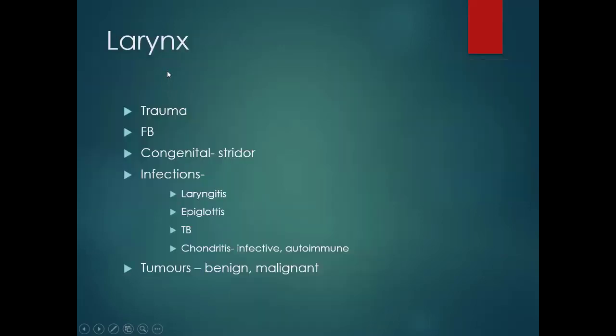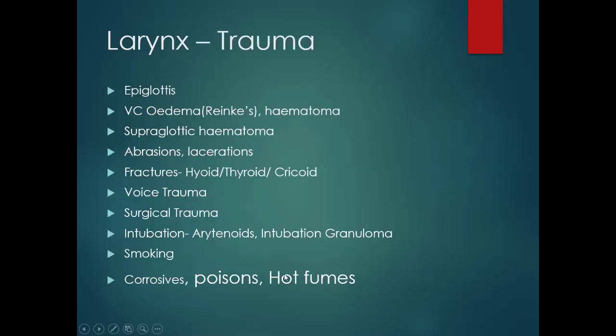The larynx can be affected by trauma and foreign bodies. Then there are congenital problems in the larynx that can cause stridor. It can be affected by infections like laryngitis, epiglottitis, tuberculosis, or infections of the vocal cords. Then infection, chondritis of the thyroid cartilage, which can be infective or autoimmune disease. Tumors can affect the larynx, and can be benign or malignant.